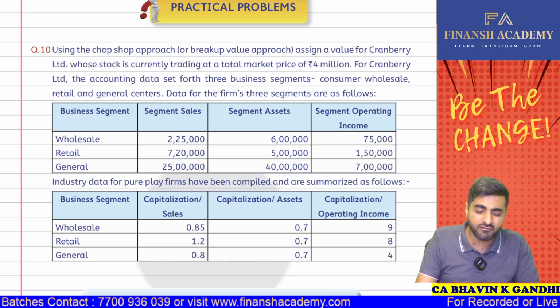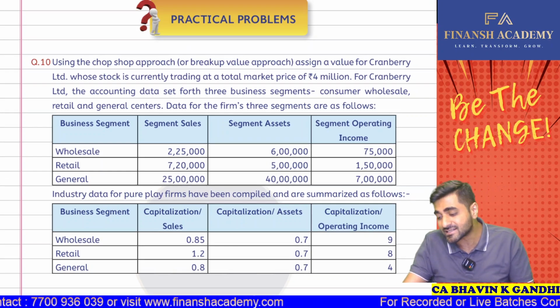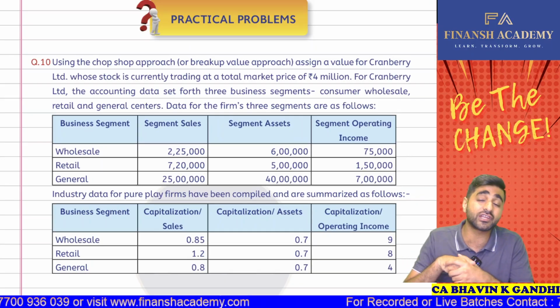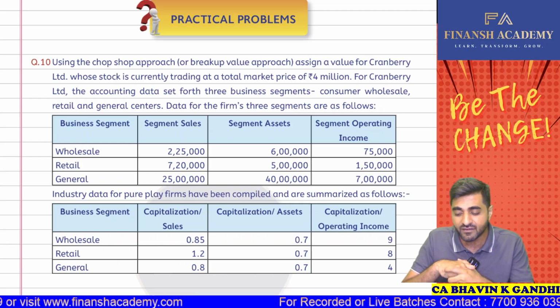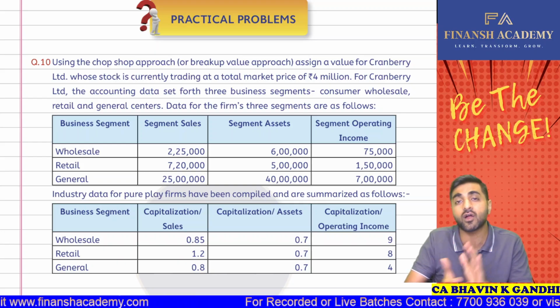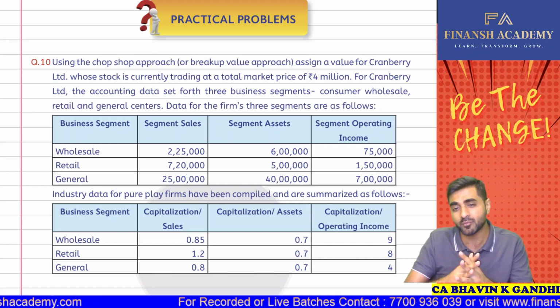Okay, now very quickly we'll be doing something which is called the chop shop method. This type of question is required when there is a conglomerate type of merger. When there are different types of businesses, how do you value the company as a whole? For that, we are going to use this chop shop approach.